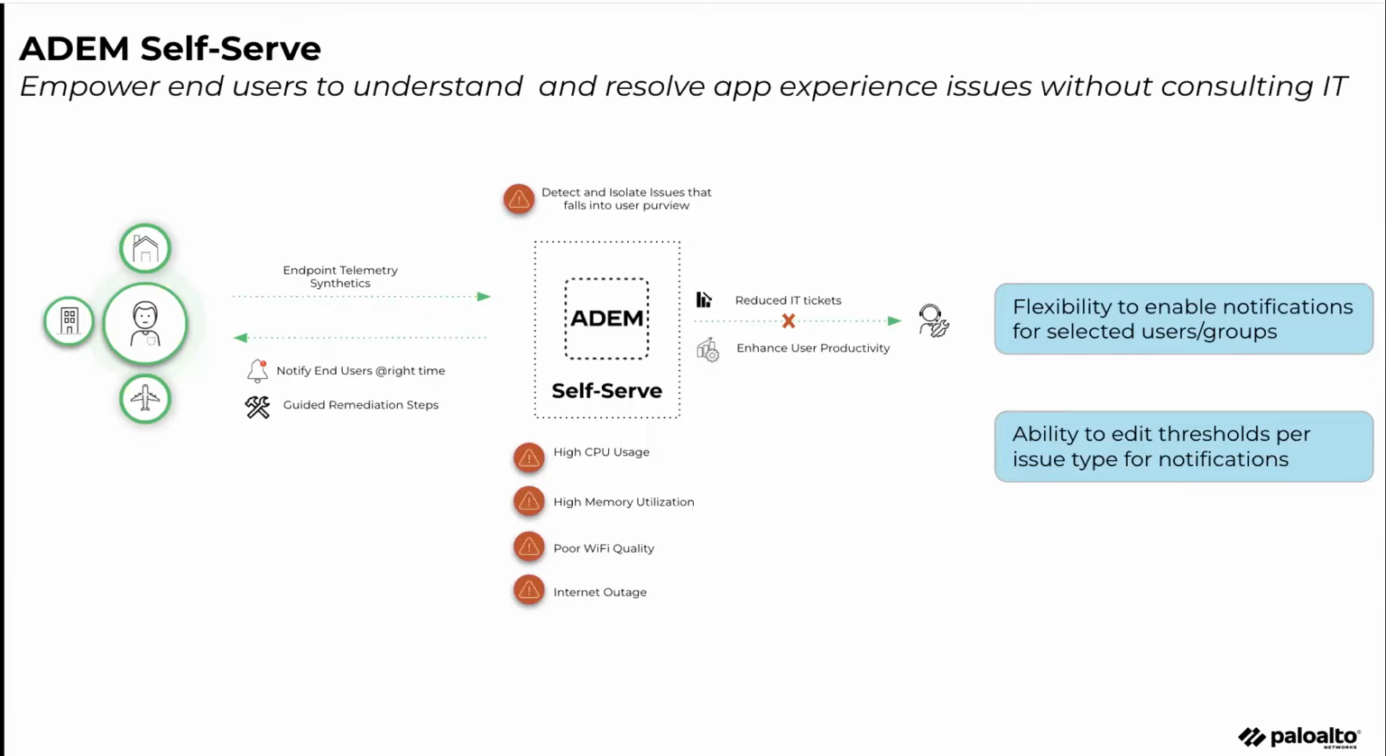ADEM can detect poor Wi-Fi quality or the change in Wi-Fi connection or disconnect conditions and notify the mobile users with guided remediation. It also can detect internet disconnections for wired and wireless connections and notify the mobile users with guided remediation as well.